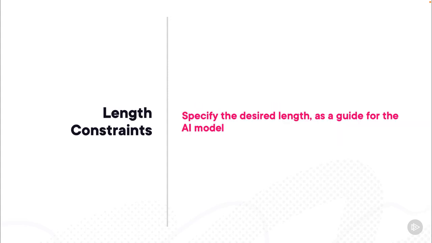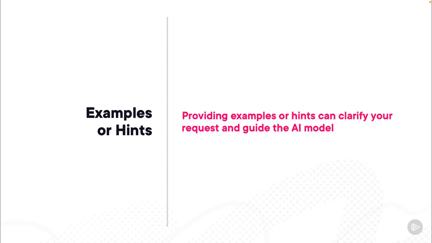And this is a good one. If you want a concise answer or detailed explanation, specify the desired length to guide the AI model. You can also say, for example, write a tweet and specify less than 280 characters. Also, providing examples or hints can clarify your request and guide the model in generating the desired response. For example, provide an overview of AI algorithms, including examples like decision trees and neural networks.